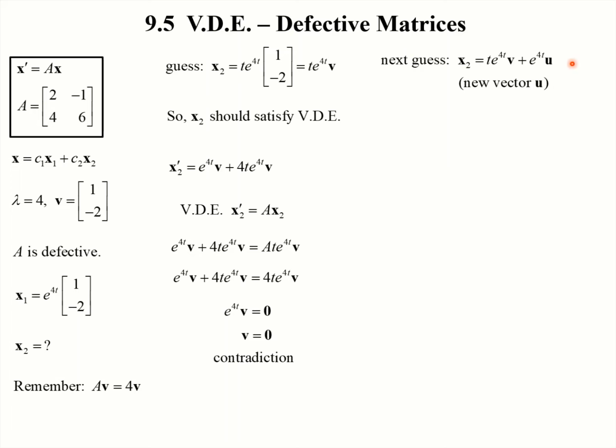I'm going to plug x2 into our vector differential equation, just like I did when I made this guess. But in order to do that, I have to take the derivative. There's going to be a product rule on the first term, and then the second term is just going to be some chain rules. So here's the derivative of x2, and the derivative is with respect to t. So the first two terms are a result of the product rule. In fact, those first two terms are the same ones you see there. And then you have 4e to the 4t times u.